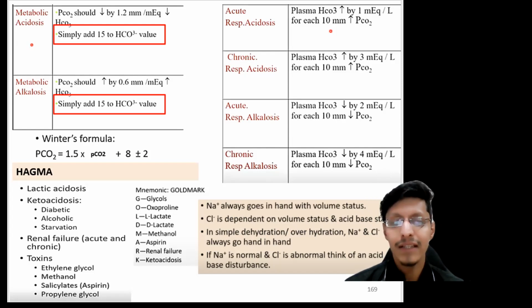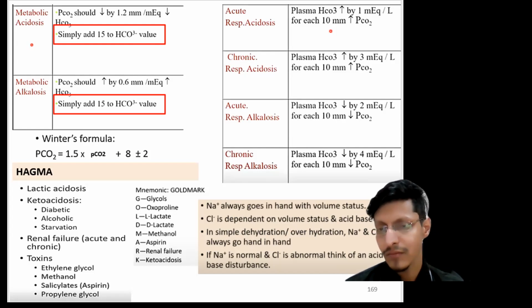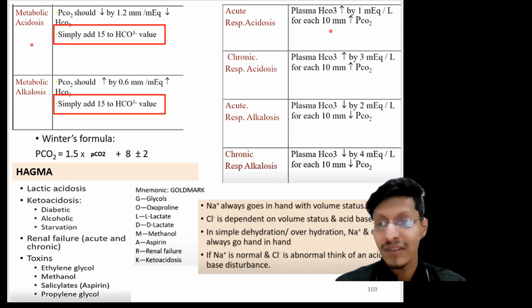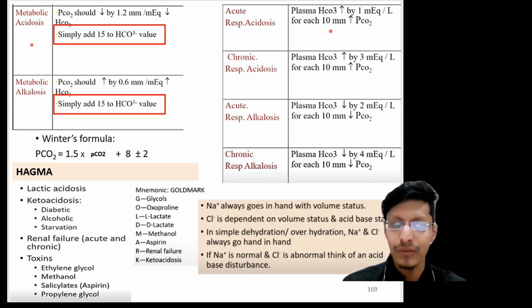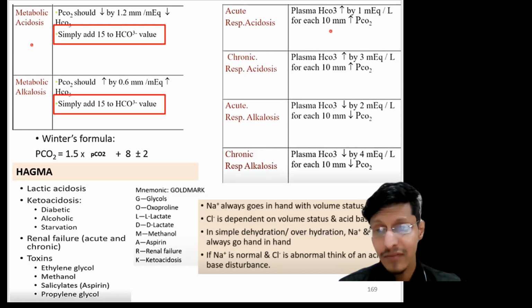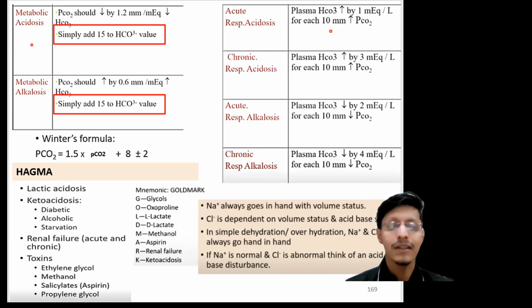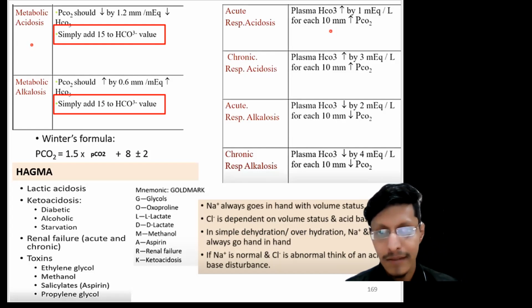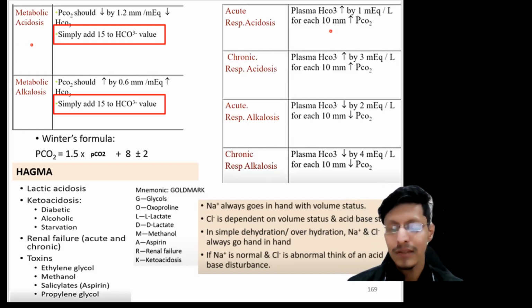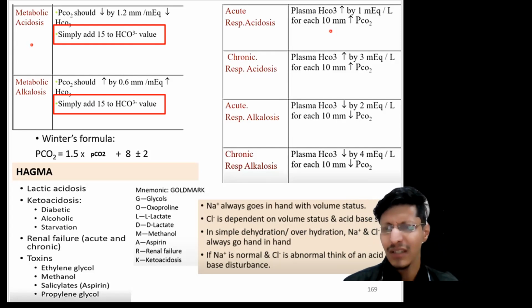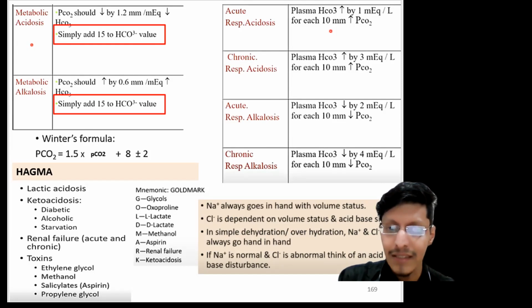Now, what is high anion gap metabolic acidosis? What are the conditions? You remember it like the most common: diabetic ketoacidosis, alcohol ketoacidosis, starvation ketoacidosis, then lactic acidosis, renal failure, both acute and chronic, toxins such as ethylene glycol, methanol, salicylates, and propylene glycol. This is a mnemonic. If you can remember, that is good. But otherwise, the causes are very, very easy: you have the lactics, you have the ketoacidosis in diabetes, alcohol and starvation, then you have renal failure, and then you have some drugs such as ethylene glycol, methanol, salicylates.